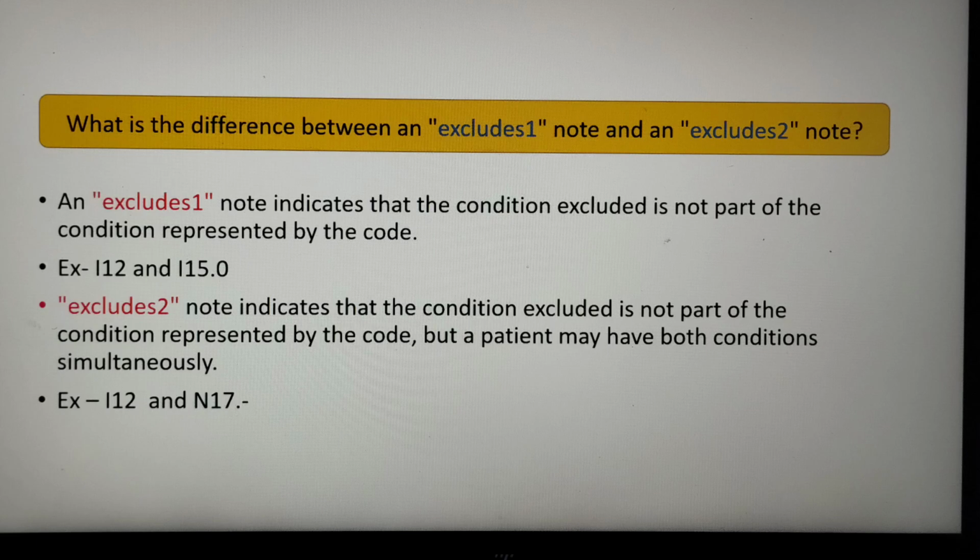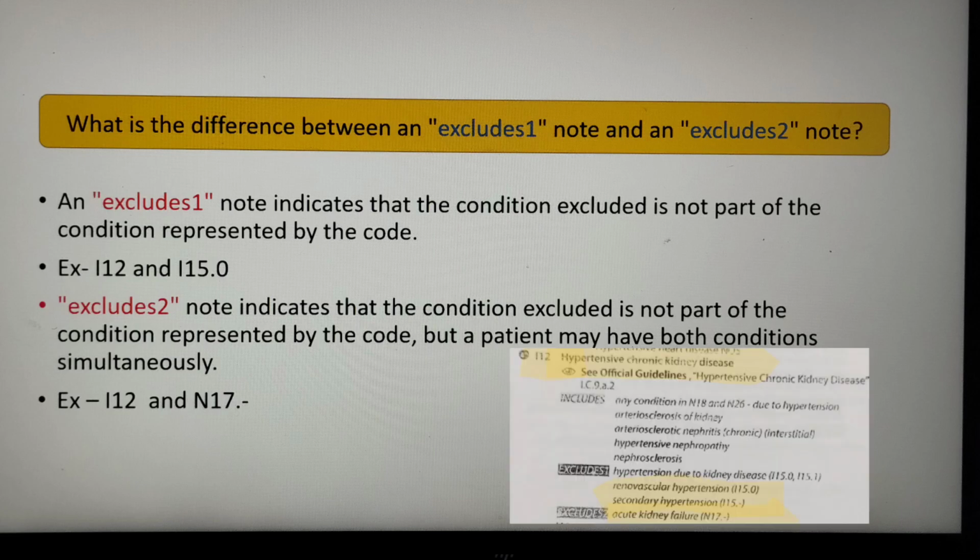An Excludes1 note indicates that the condition excluded is not part of the condition represented by the code. For example, I12 and I15.0. I12 is hypertensive chronic kidney disease and I15.0 is renovascular hypertension. I15.0 renovascular hypertension is an Excludes1 condition for I12 hypertensive chronic kidney disease. So you should not code I15.0 along with I12, as these are in an Excludes1 note.